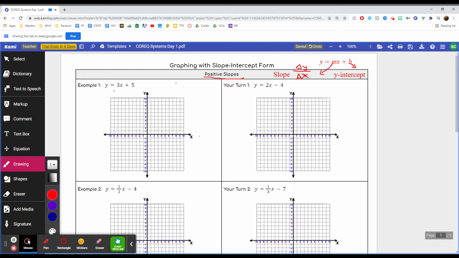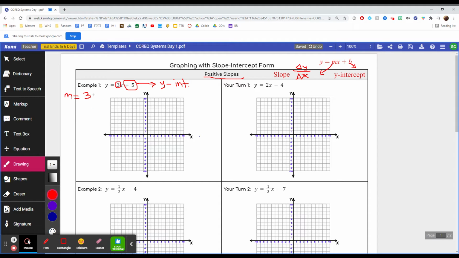The first thing is we're going to identify what our y-intercept is on the equation. In this case it's the plus 5. It's always the number that is farther away and does not have a variable. So that is my y-intercept. And the slope is always the number that is next to the x. So in this case it's the 3. So that is my slope.